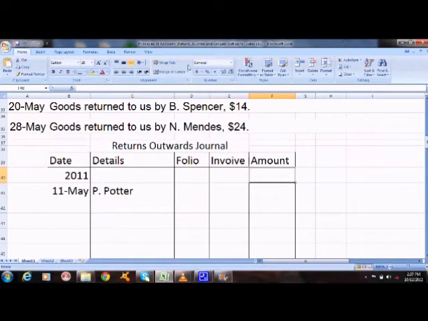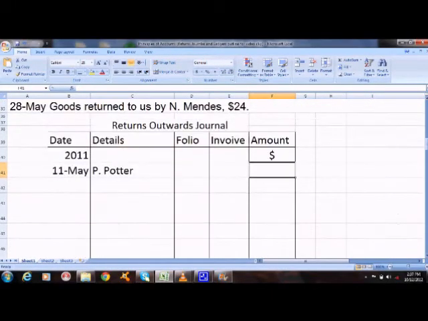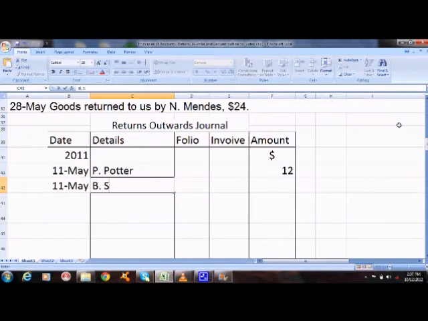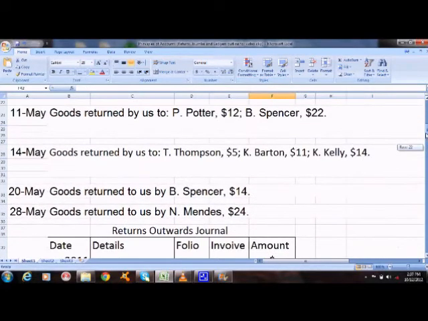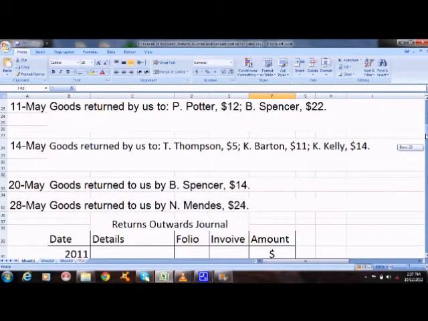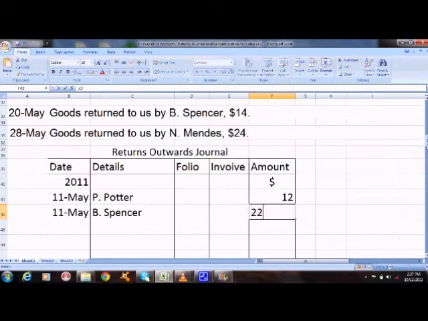and then you're going to have an amount column. What is the amount? Oh, 12, right? The amount is 12. You're going to have May 11 again, B. Spencer, and the amount is $22.